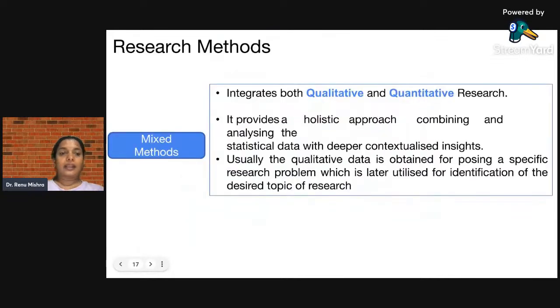Now another method, which is the most preferable one, and when I did my PhD, I employed this one only: the mixed method.